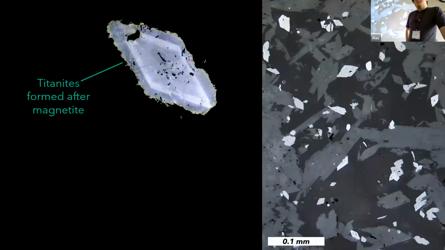Luckily, some of our samples actually contained a datable mineral formed by the hydrothermal alteration itself. It's these bright white rhombus-shaped mineral grains called titanite. Not only is titanite datable using the uranium-lead system, we are able to show in our rocks that texturally, these titanites formed after all of the magnetite-producing reactions. So if we can date these, they provide a lower bound on the age of magnetite formation.